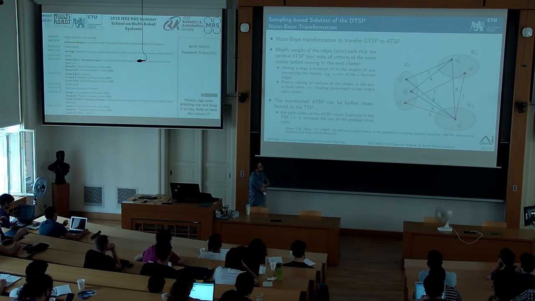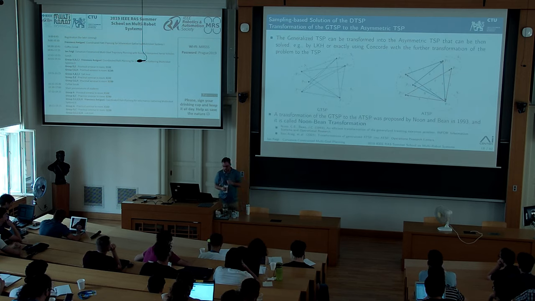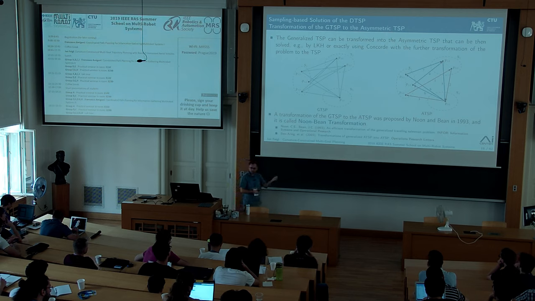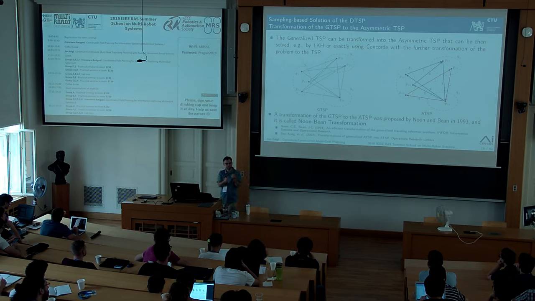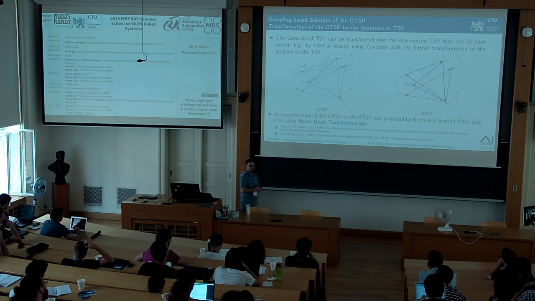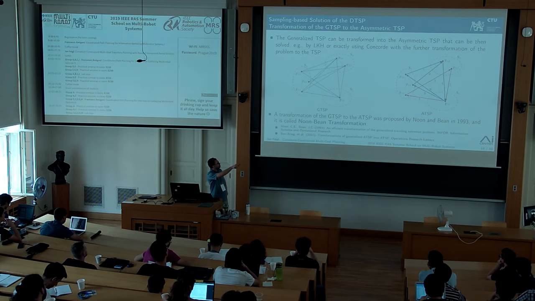I will cover the main idea of the Noon-Bean transformation. So basically, each set represents one location, and because we are looking for the headings and we sample the headings to discrete sets, for each set we have these headings. So these are the locations. But we need to visit this location and that location and that location, and we need to figure out what is the optimal heading, sample heading. So this is the generalized TSP.